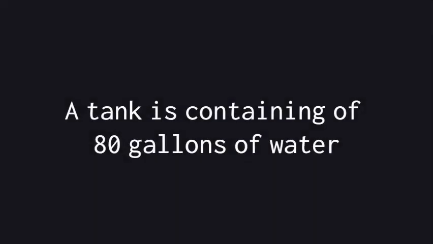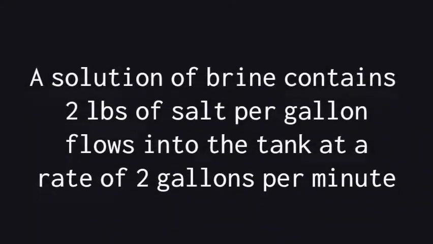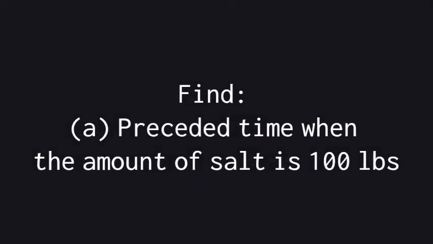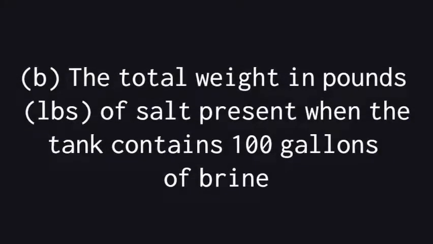A tank contains 80 gallons of water. A solution of brine containing 2 pounds of salt per gallon flows into the tank at a rate of 2 gallons per minute. The mixture, kept uniform by stirring, runs out at a rate of 1 gallon per minute. Find the time when the amount of salt is 100 pounds, and the total weight in pounds of salt present when the tank contains 100 gallons of brine.